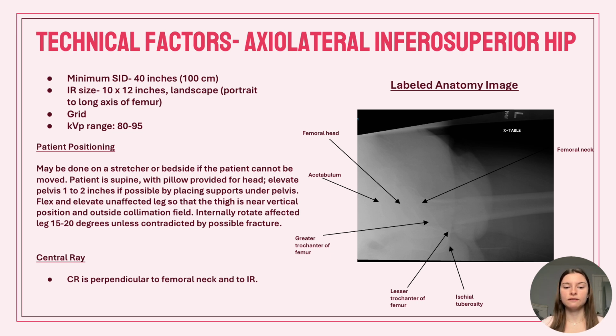And then the unaffected leg needs to be flexed and elevated to get it out of the way. And then the affected leg needs to be internally rotated about 15 to 20 degrees. And then the CR will be perpendicular to the femoral neck and IR. And then here's a labeled anatomy image. You can see that femoral head here, and then that proximal area of the femur, and then everything labeled.